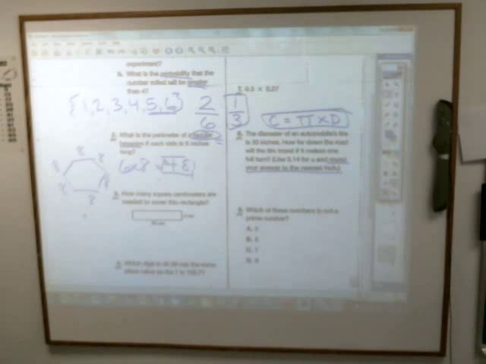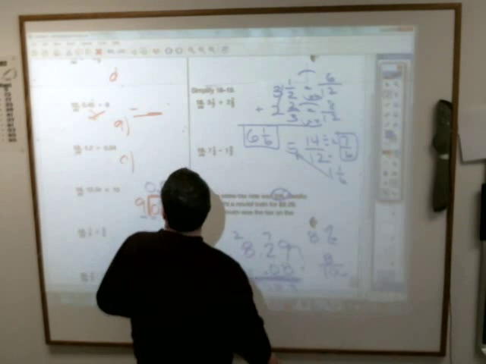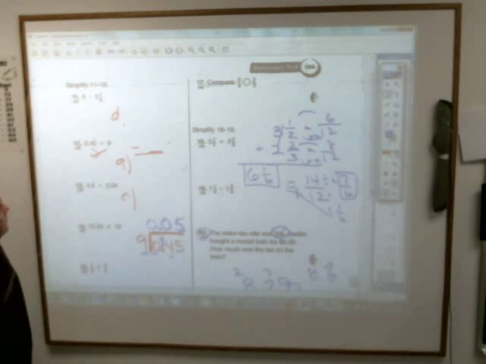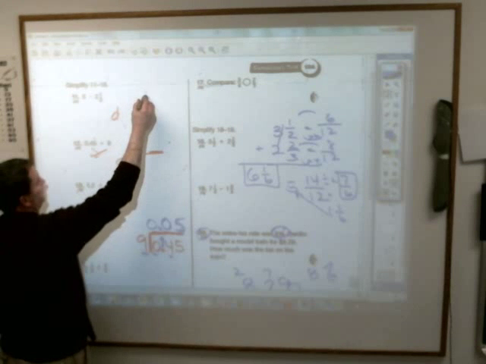Evan, for number 11, I don't understand how I got that. I think I know, but I'm not sure. What did you do for problem number 11? I did 5 minus 2 1/3, and I did it way wrong. Did you write it up and down? Yeah.